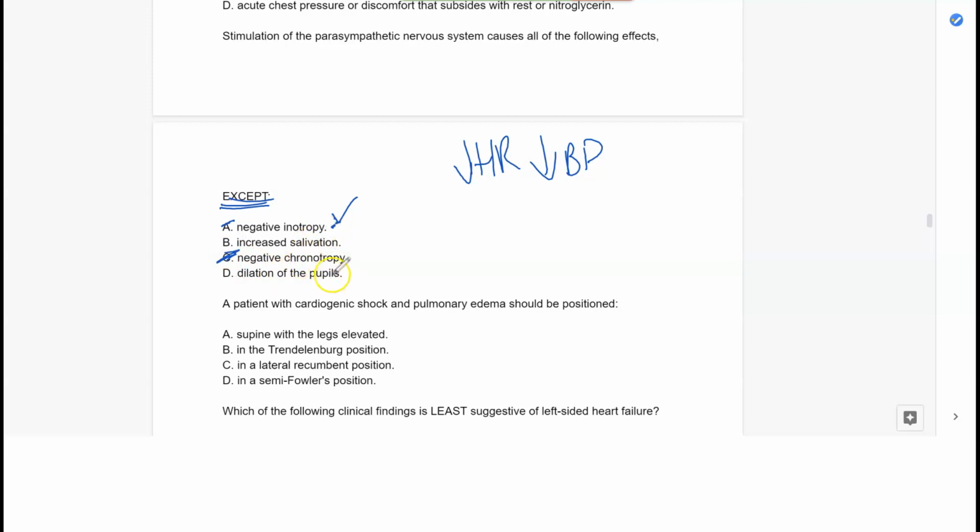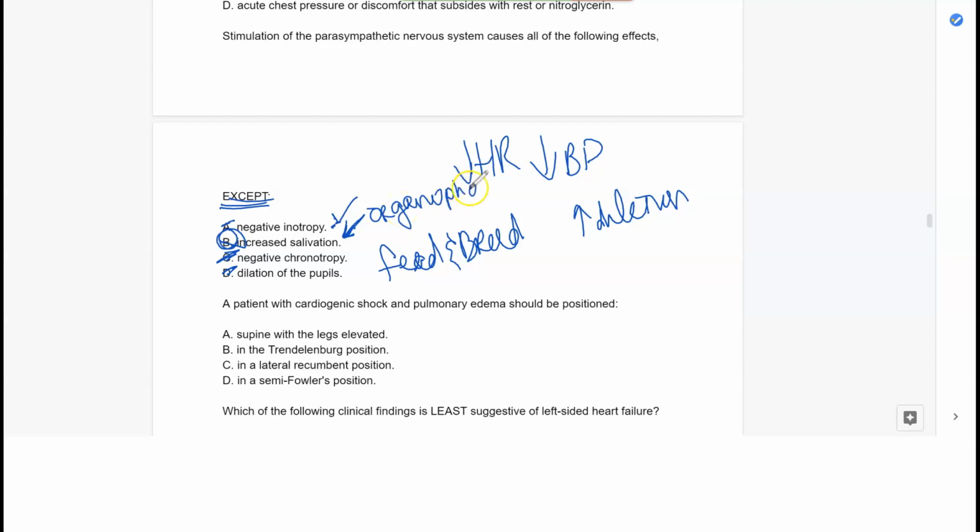You are going to have a dilation of the pupils, right? Because it's feed and breed, which has a dilation effect, dilatory effect. Increased salivation, right? And if you kind of remember that the increased salivation is associated with organophosphate, which blocks the parasympathetic.